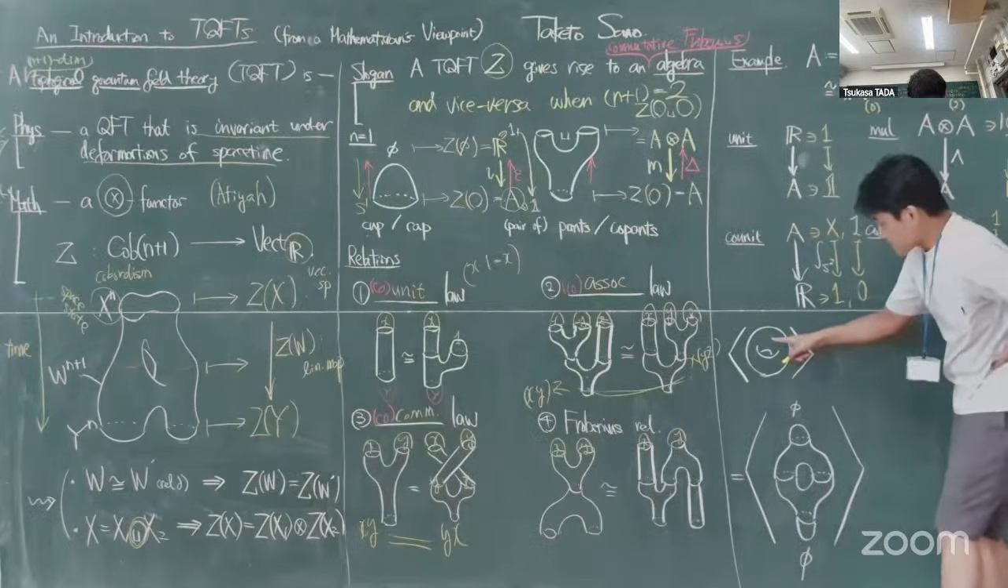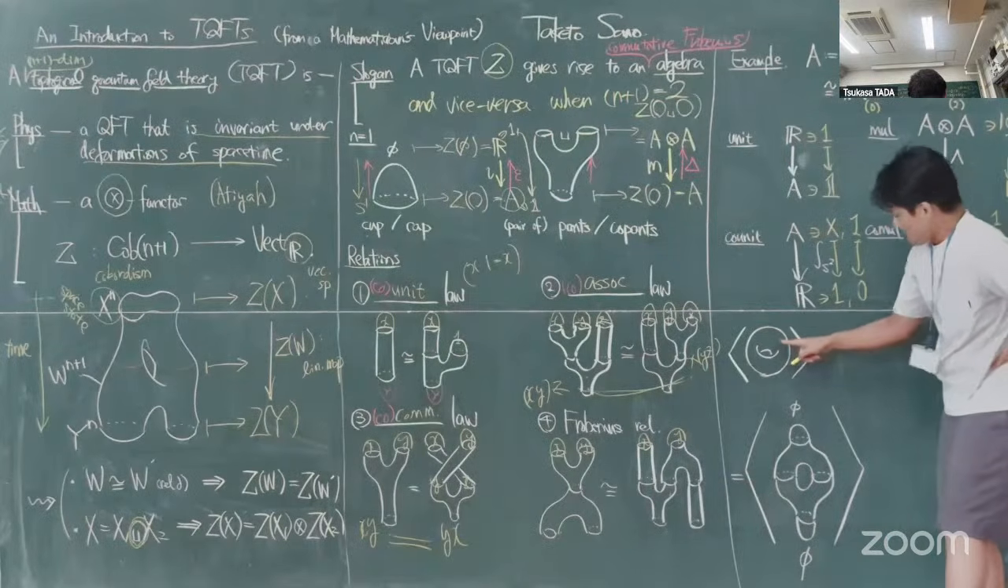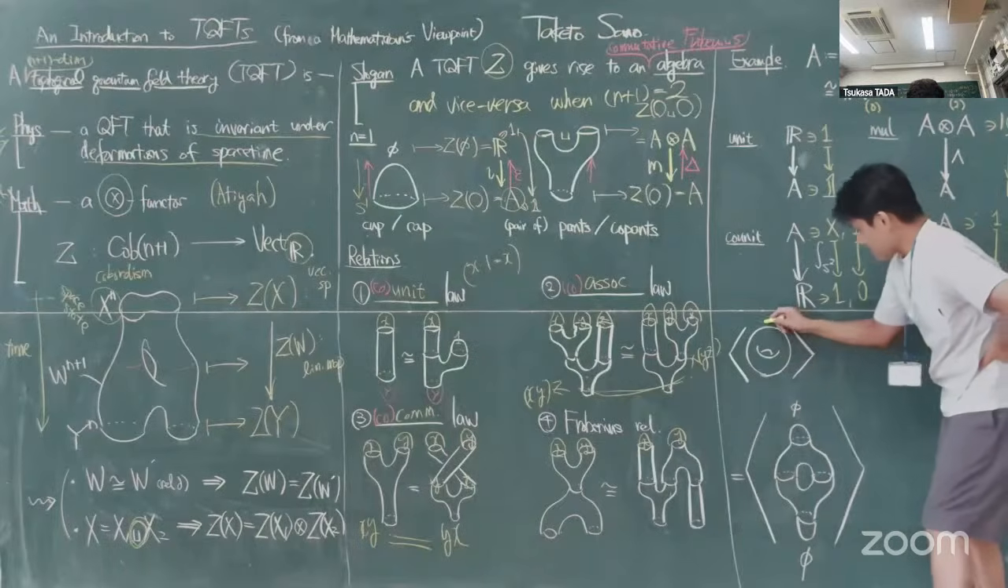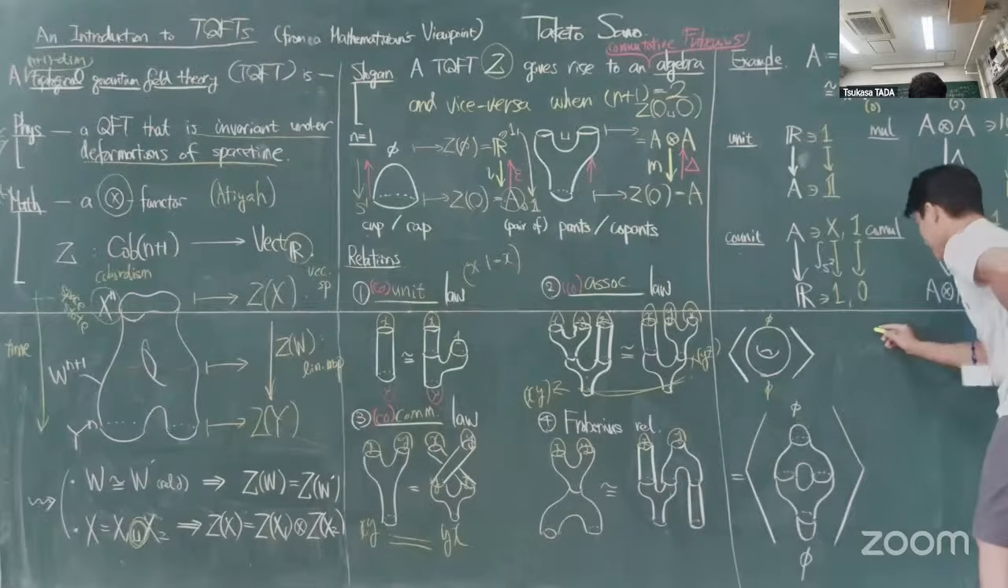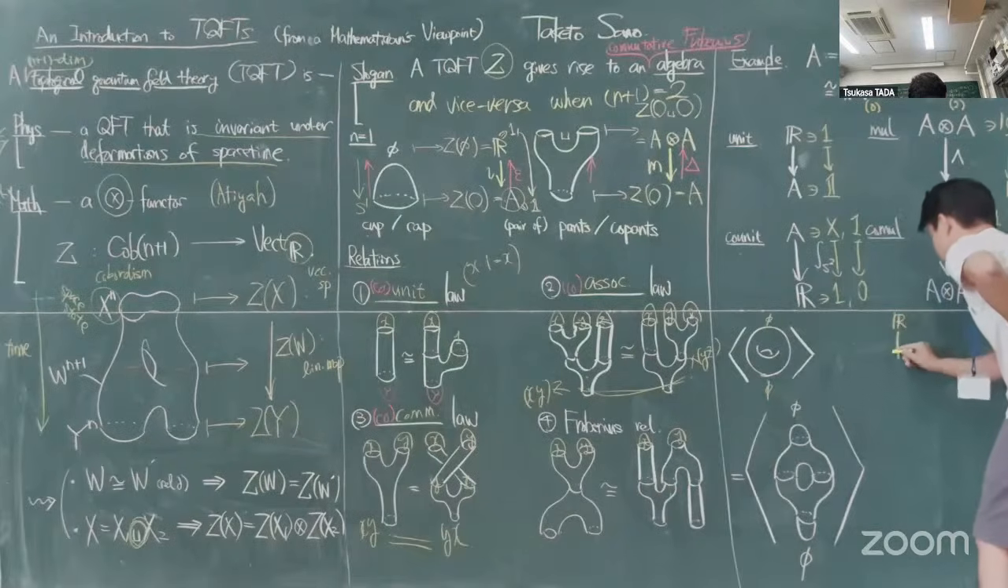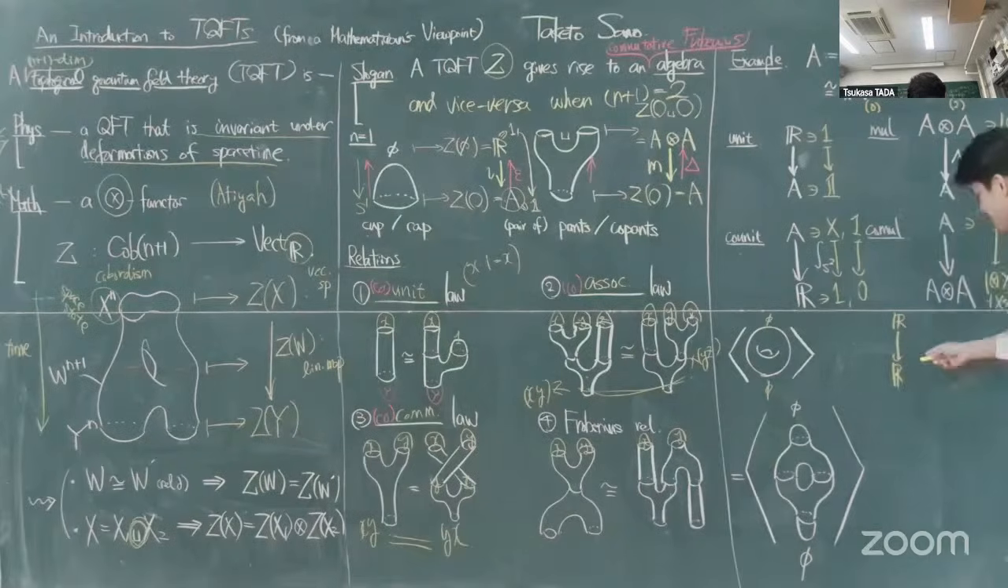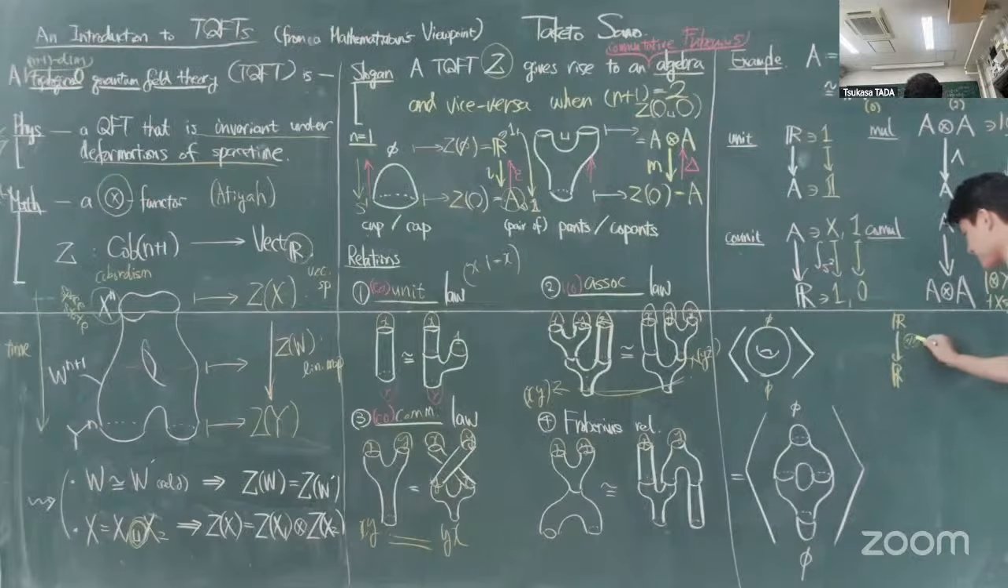So this is a closed two-manifold. So this can be regarded as a cobordism from the empty space to the empty space. And this should be a linear map from R to R, which is represented by a number. So a linear map from R to R is just a number. So the value of this should be the value that's coming here. So now let's try.